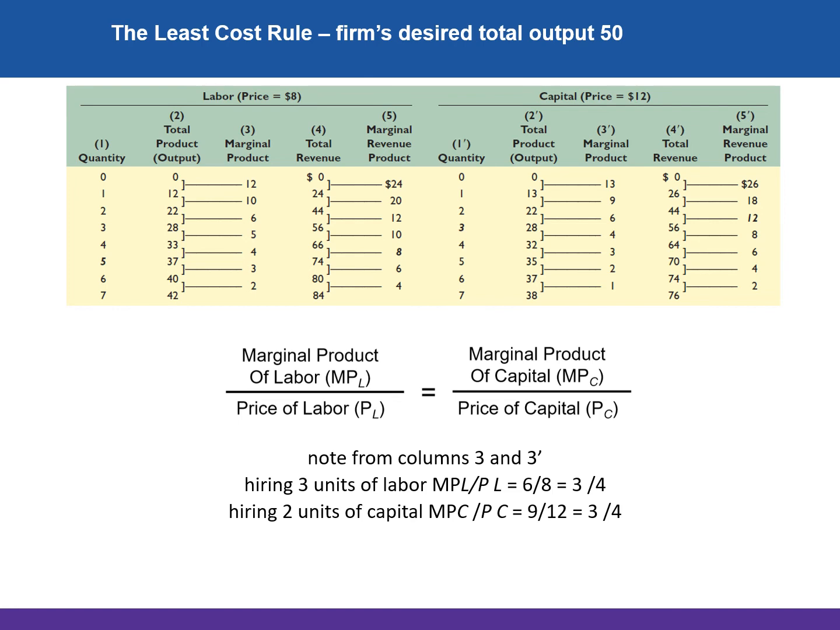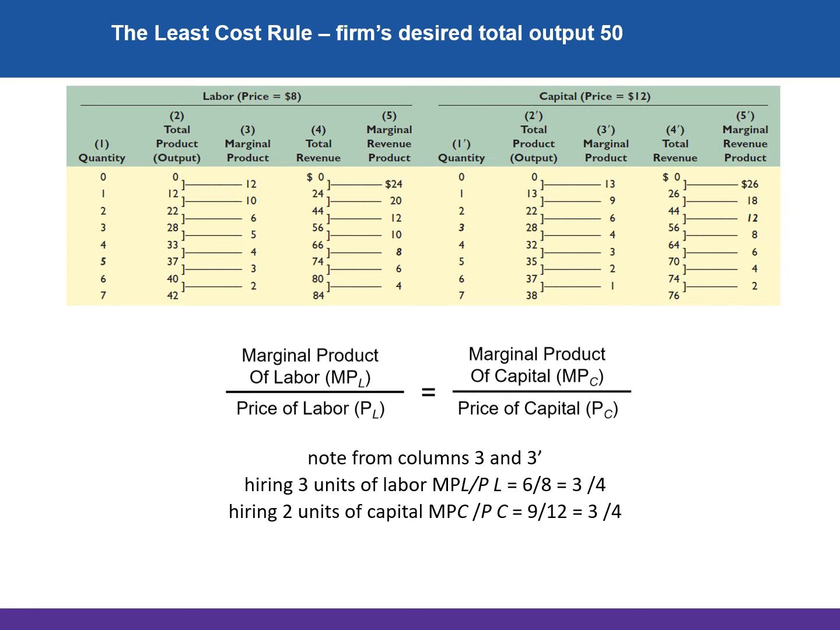So the first thing about our data on this slide that you should be aware of and notice is that it says up top the firm desires to produce 50 units of output. So total product for the firm is going to be 50. So now the firm wants to figure out which combination of resources, in this case labor and capital, will minimize cost of production to produce 50 units of output.